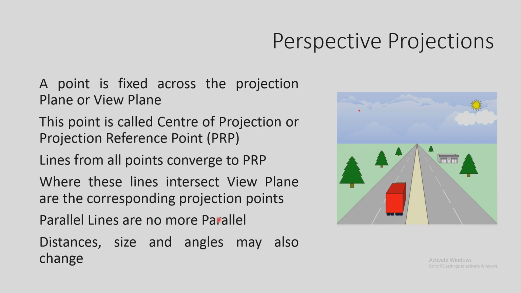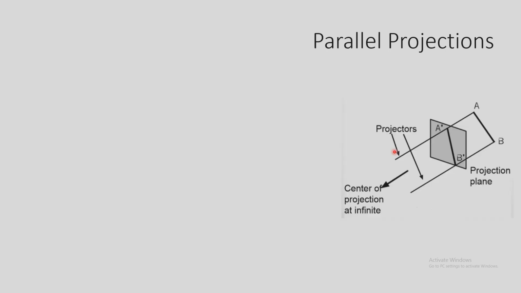Parallel lines are no more parallel because all the points converge to a single projection reference point. Similarly, sizes and different distances also vary. So for example, these three are probably of the same size, but being at different distances, they may appear larger or smaller and so on. So sizes also change in such kind of perspective projection. Actually our eye also projects the image of the seen object on our retina in this pattern.